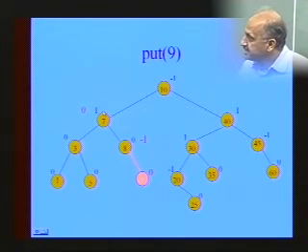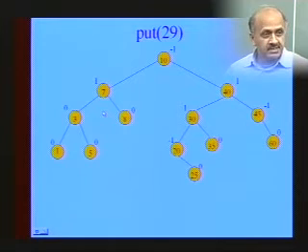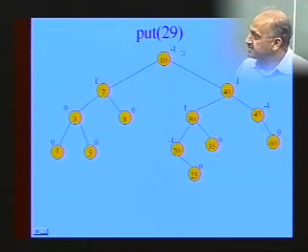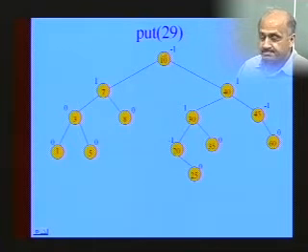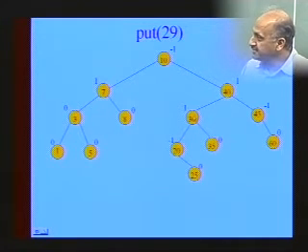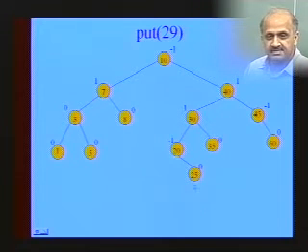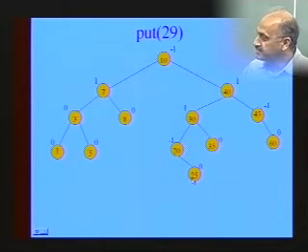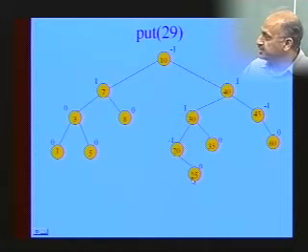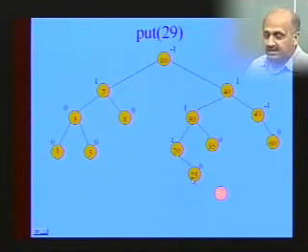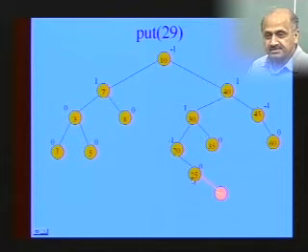Okay. Let's try another one. Let's try and insert a 29. All right, so the process is the same. You start at the root, follow the search path. Bigger than 10, smaller than 40, smaller than 30, bigger than 20, bigger than 25, you fall off here. So wherever you fall off, that's where you put in a new node. Okay, so you get the node, you put in the key, and then you make the connection.